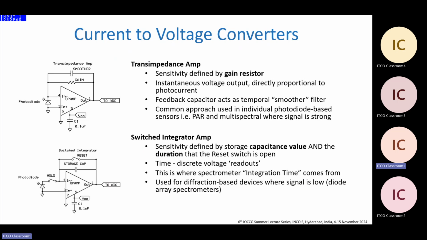The thing to note about the transimpedance amp is that it's a continuous voltage output, so it's continually sampling the light that's getting detected by the photodiode. You can put a feedback capacitor in there.